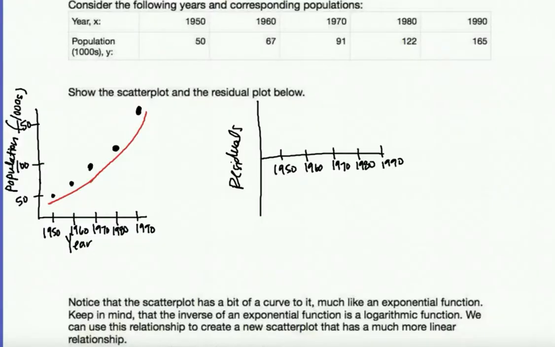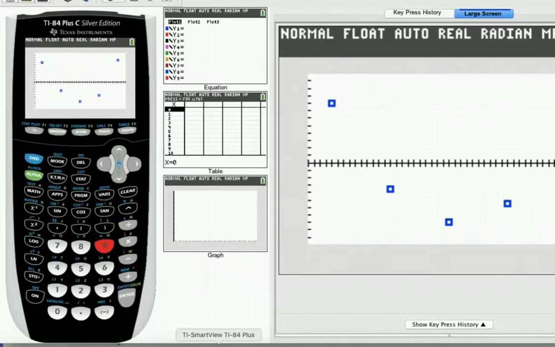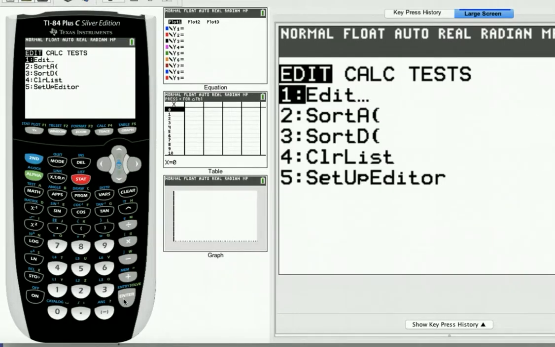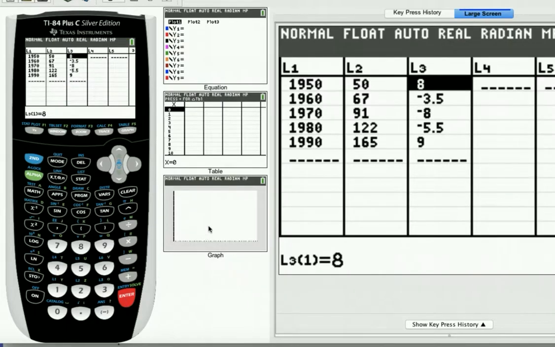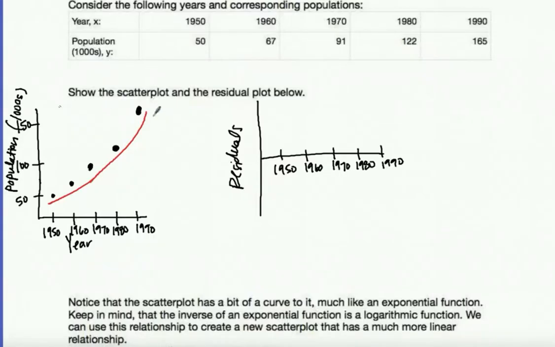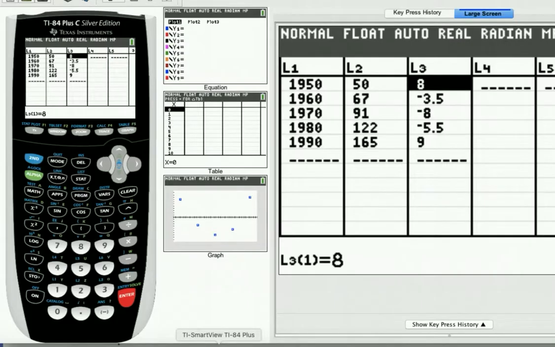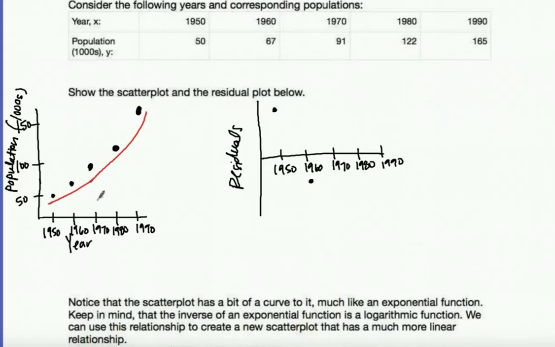All right, so let's draw out what our residual plot would look like. If we're drawing out what our residual plot looks like, at 1950, let me go back. We want to go to stat, edit, so we can see our table again. At 1950, it was 8, so it would have been way up here. In 1960, it was negative 3.5, so it would be down here. In 1970, it was negative 8, so way down at the bottom.